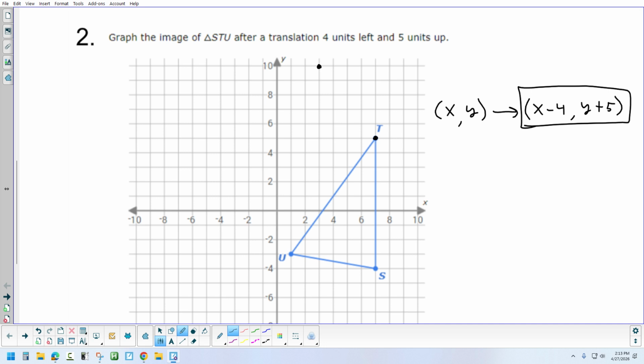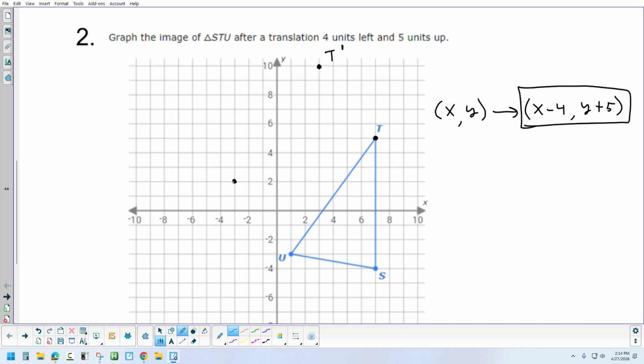And what are we going to call this new point? It's not t anymore, it's t prime. That just means it's the new version of t. Okay, all right, let's do the same for u. We're going to go 4 to the left, 1, 2, 3, 4, and then 5 up. 1, 2, 3, 4, 5.